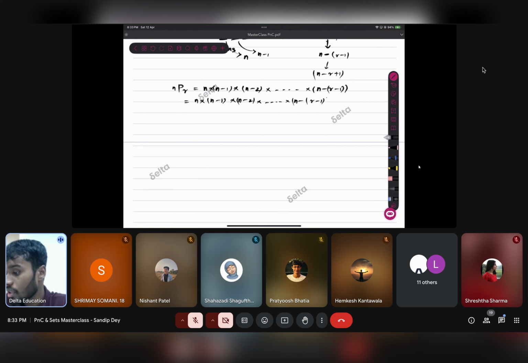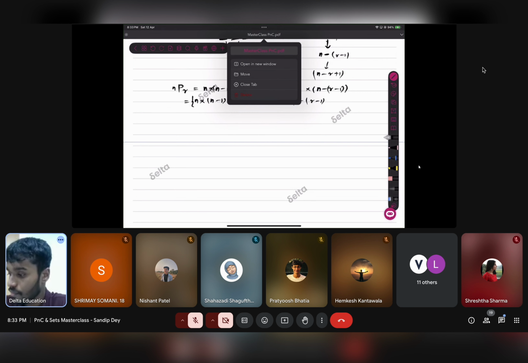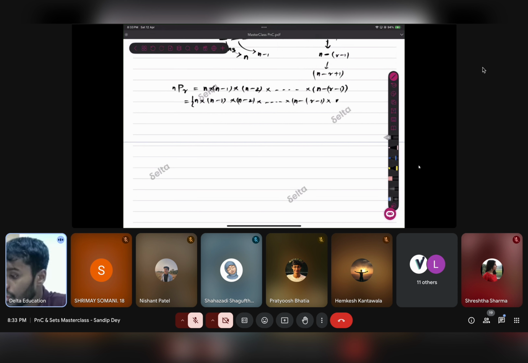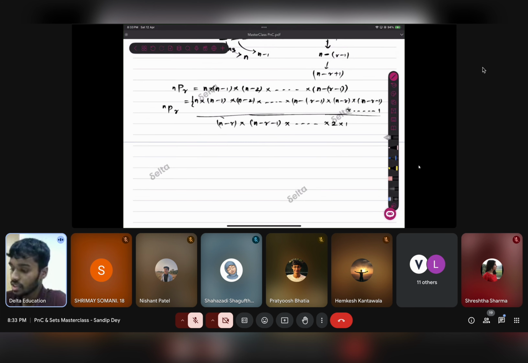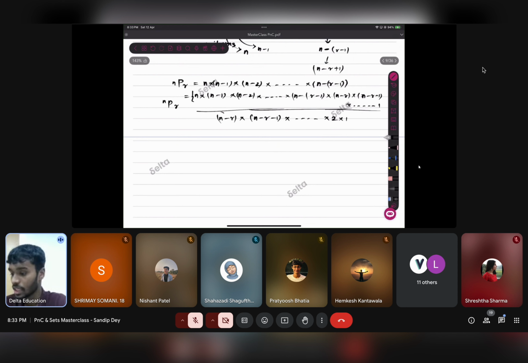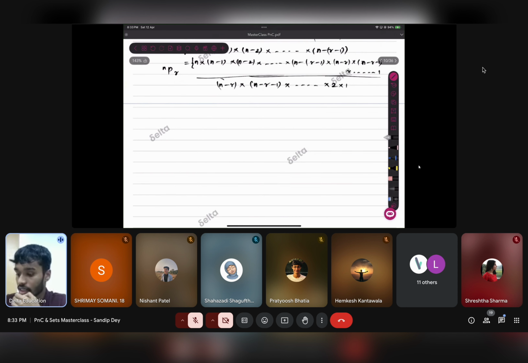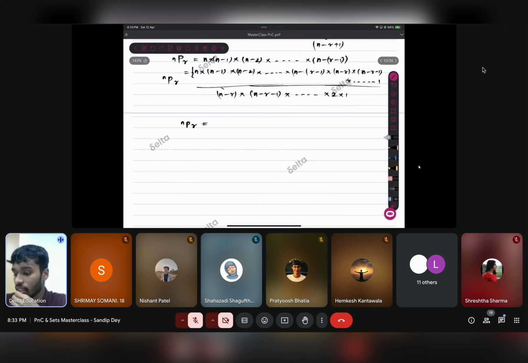And I am just adding some other terms here. So I am going to add N minus R, N minus R minus 1, and all the way up to 1. And I am also going to divide it by all the terms that I have added above, so it will remain the same. So I can write that NPR equals this. What I will get is N minus R multiplied by N minus R minus 1, all the way up to 2 multiplied by 1, right? So if I look at N factorial, what is the meaning of N factorial, then I can write that NPR is equal to N factorial divided by N minus R factorial, because the numerator goes from N to 1, right, totally.